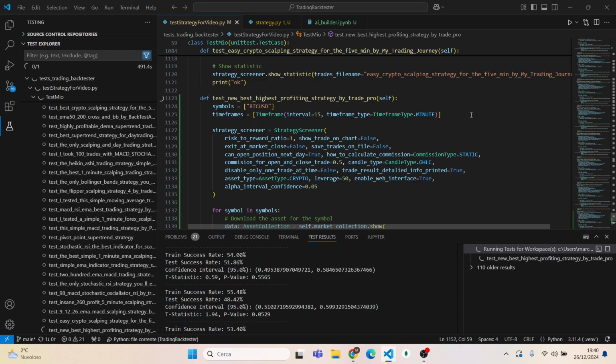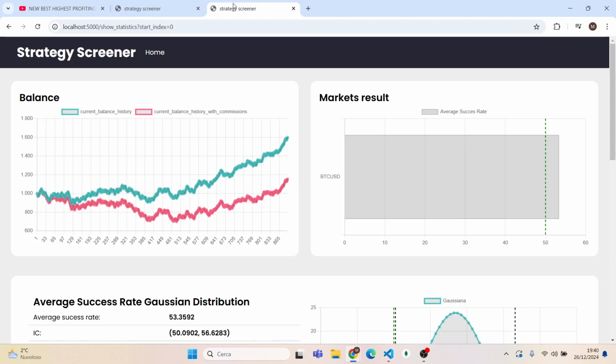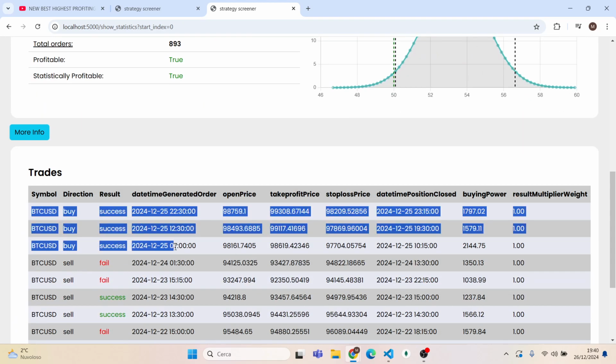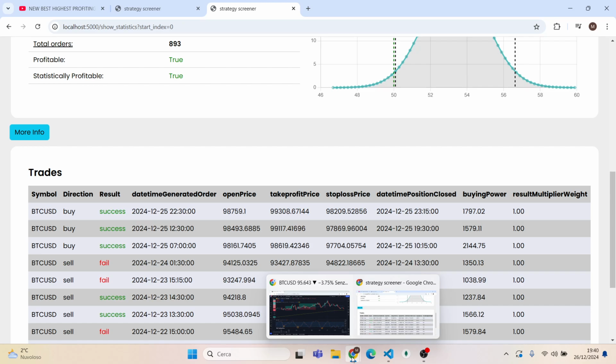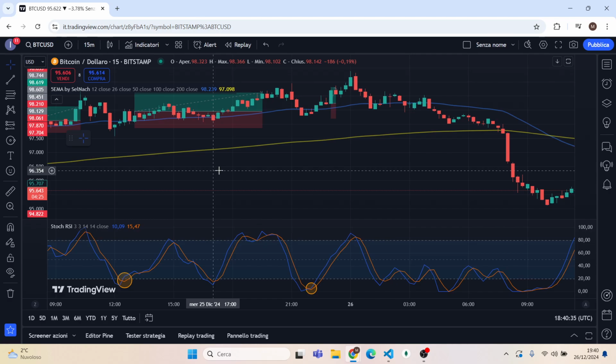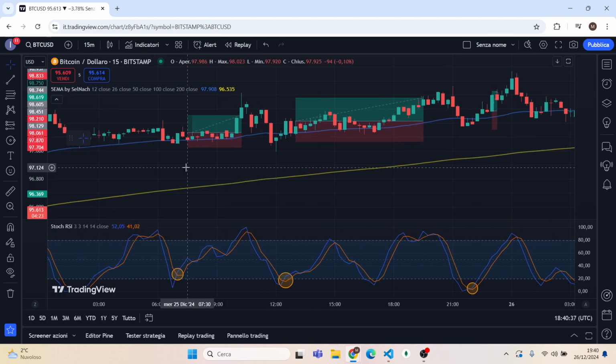I'm going to backtest this strategy on the BTC USD on the 15-minute time frame. So let's take a look at some of the trades that my software took. So let's see this trade. So let's go on the chart. Okay, the trades are here. Let's start with this one.